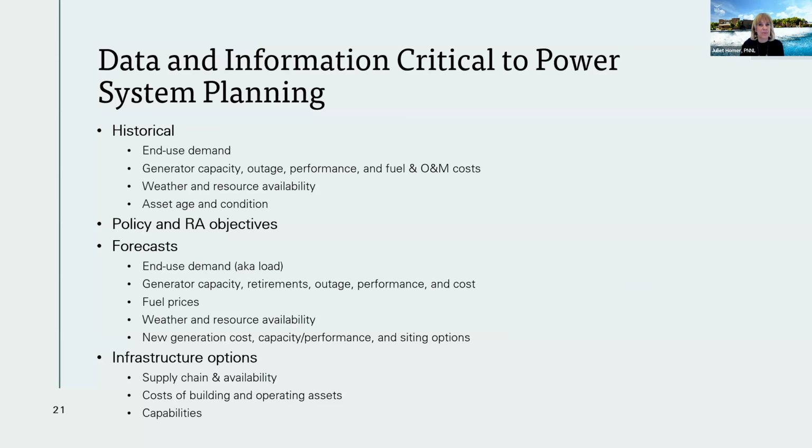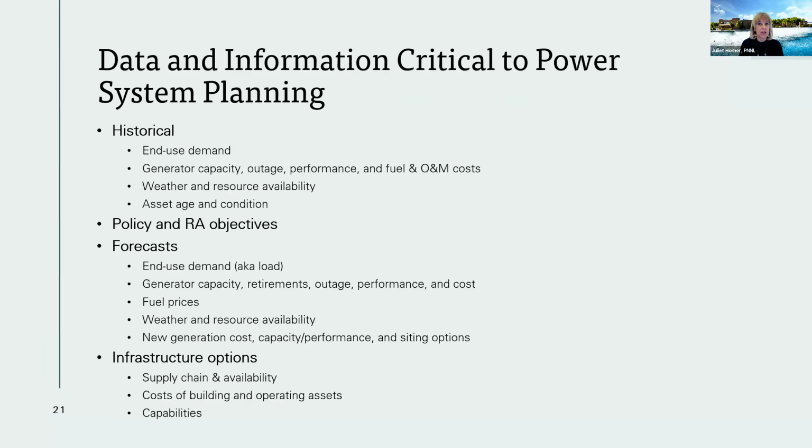Okay, so I think this is my last slide before I hand it over to Iran. But this slide lists the data and different information that are critical to power system planning. So if you think about planners and doing different types of planning, what kinds of data and information are important?